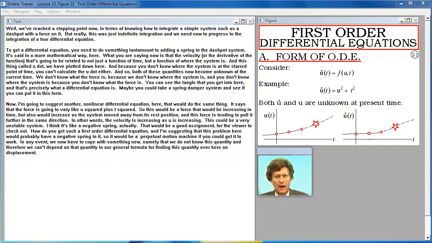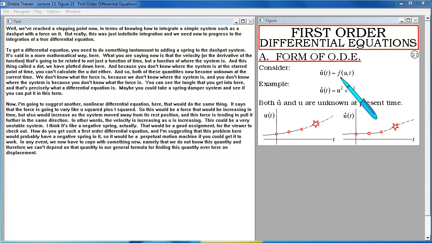Well, we've reached a stopping point now in terms of knowing how to integrate a simple system such as a dashpot with a force on it. But really this was just indefinite integration, and we need now to progress to the integration of a true differential equation. To get a differential equation, you need to do something tantamount to adding a spring to the dashpot system. It's said in a more mathematical way here.